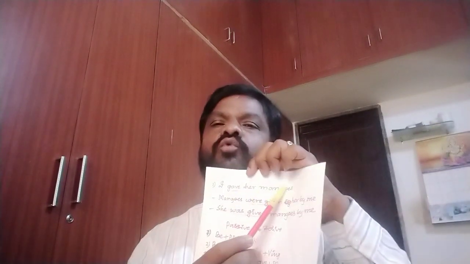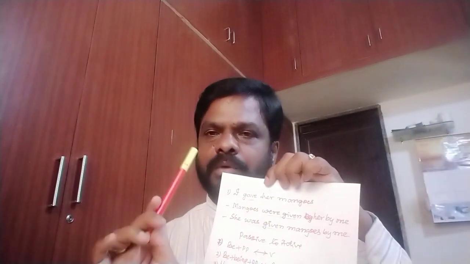In the same way, if I take her as the subject instead of mangoes, and take that to the subject place, her becomes she. So, she was given mangoes by me. Like this, if there are two different objects, you have to take only one object as the subject.